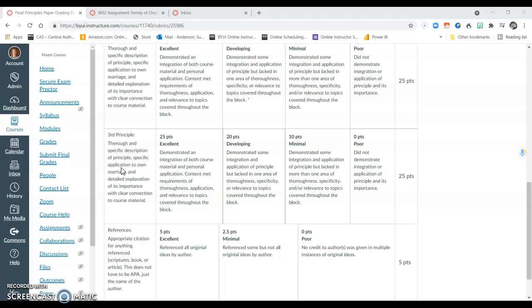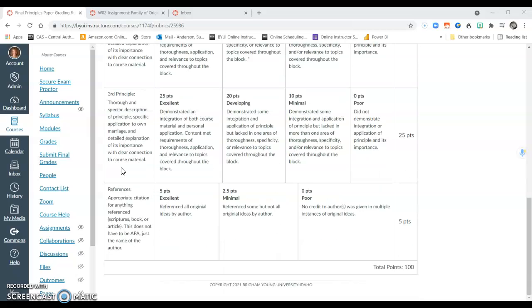And then there's a 10-point minimal. So they did something, but it's really lacking in several of the areas. So that would be the 10 points off. And so I'm hoping this is easier for us to just say, yes, you did that well in the first principle, you didn't do it well in the second principle, etc.